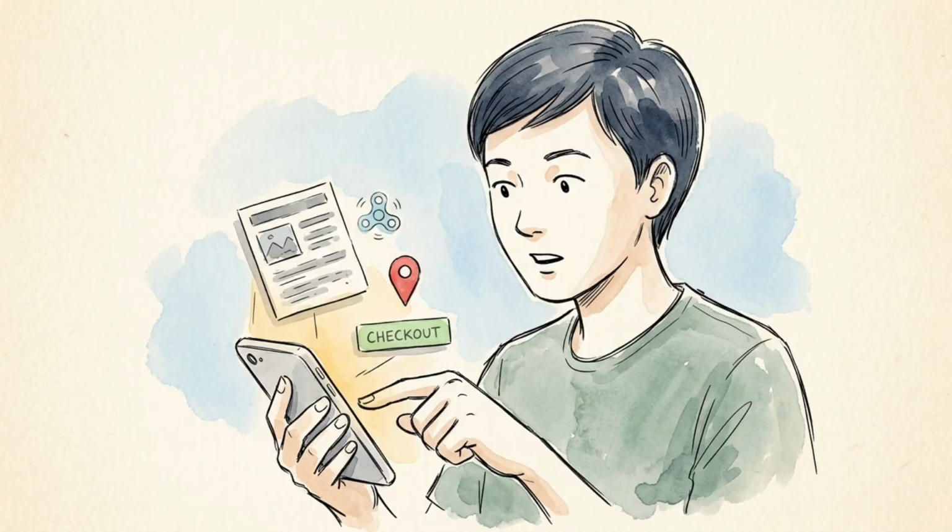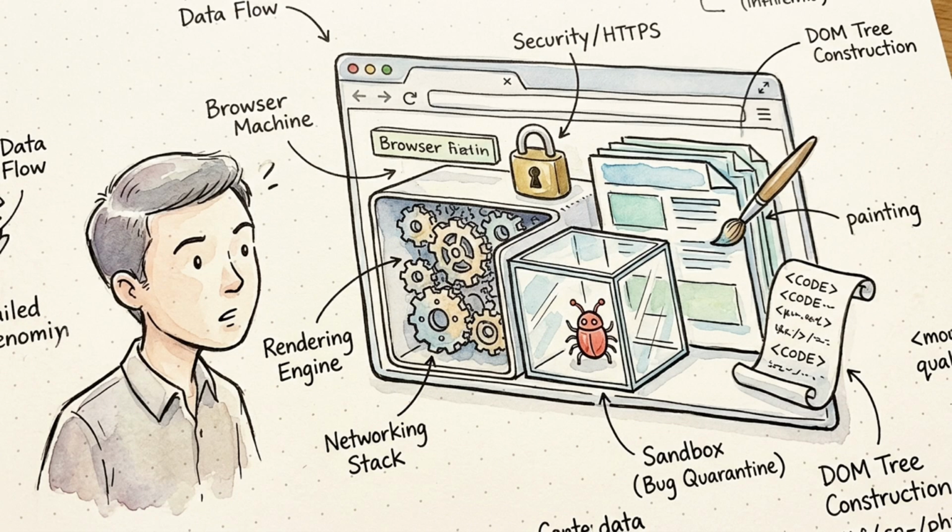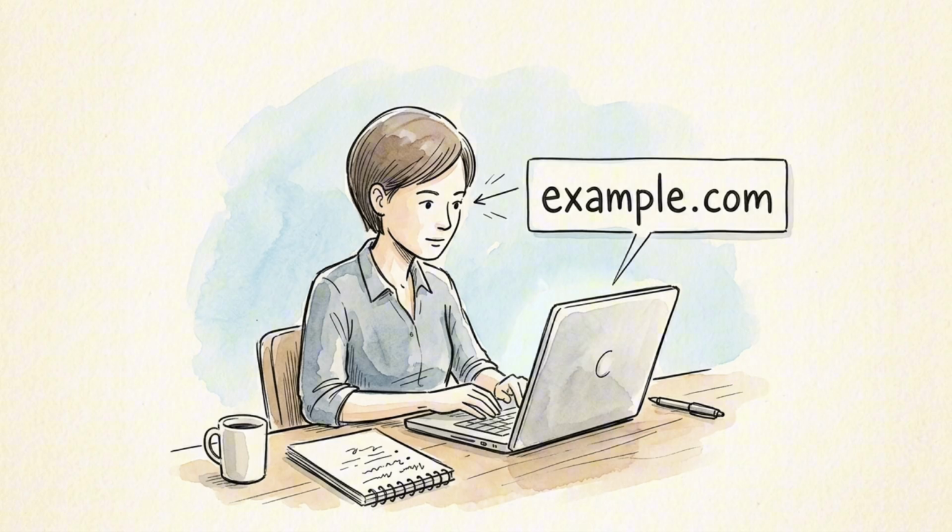The page appears before you can blink. You tap a link. A white screen flashes. Then the article, the map, the checkout button, and tiny spinner arrive as if they were waiting inside your phone. But your browser did not just fetch a page. It negotiated with the internet, checked an identity, unpacked instructions, built a document, painted a picture, ran a small program, and kept dangerous code inside a controlled room. So what does your browser actually do?